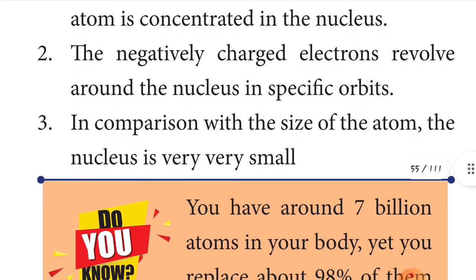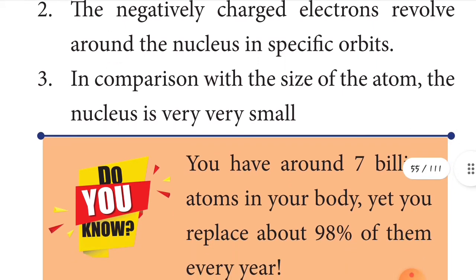And second point, the negatively charged electrons revolve around the nucleus in specific orbits. Okay, children, electrons are revolving around the nucleus. Third one, in comparison with the size of an atom, the nucleus is very, very small. So those are the 3 points, children, that the theory proposes.